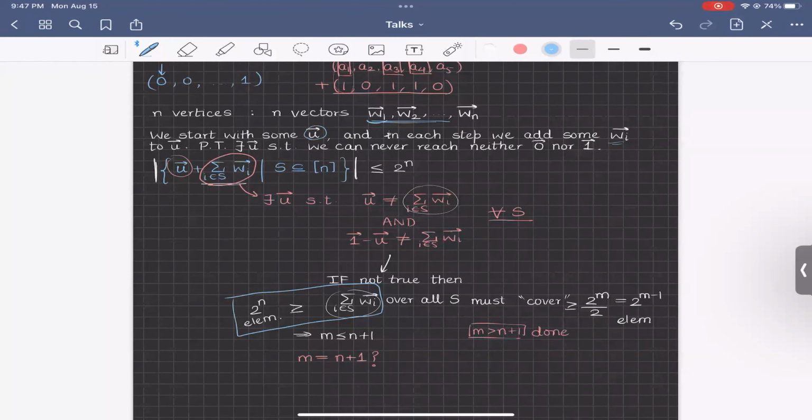But is it necessary that we make non-zero moves? No, not necessarily. Okay. Because 1 is also not in the span of these vectors, because exactly one of u and 1 minus u is in the span. Correct. So if 0 is not in the span, 1 is not in the span. Yeah, but 0 is in the span, right? Because you're not adding anything. But for non-empty subsets, neither 0 nor 1 is in the span. Sure. Right.